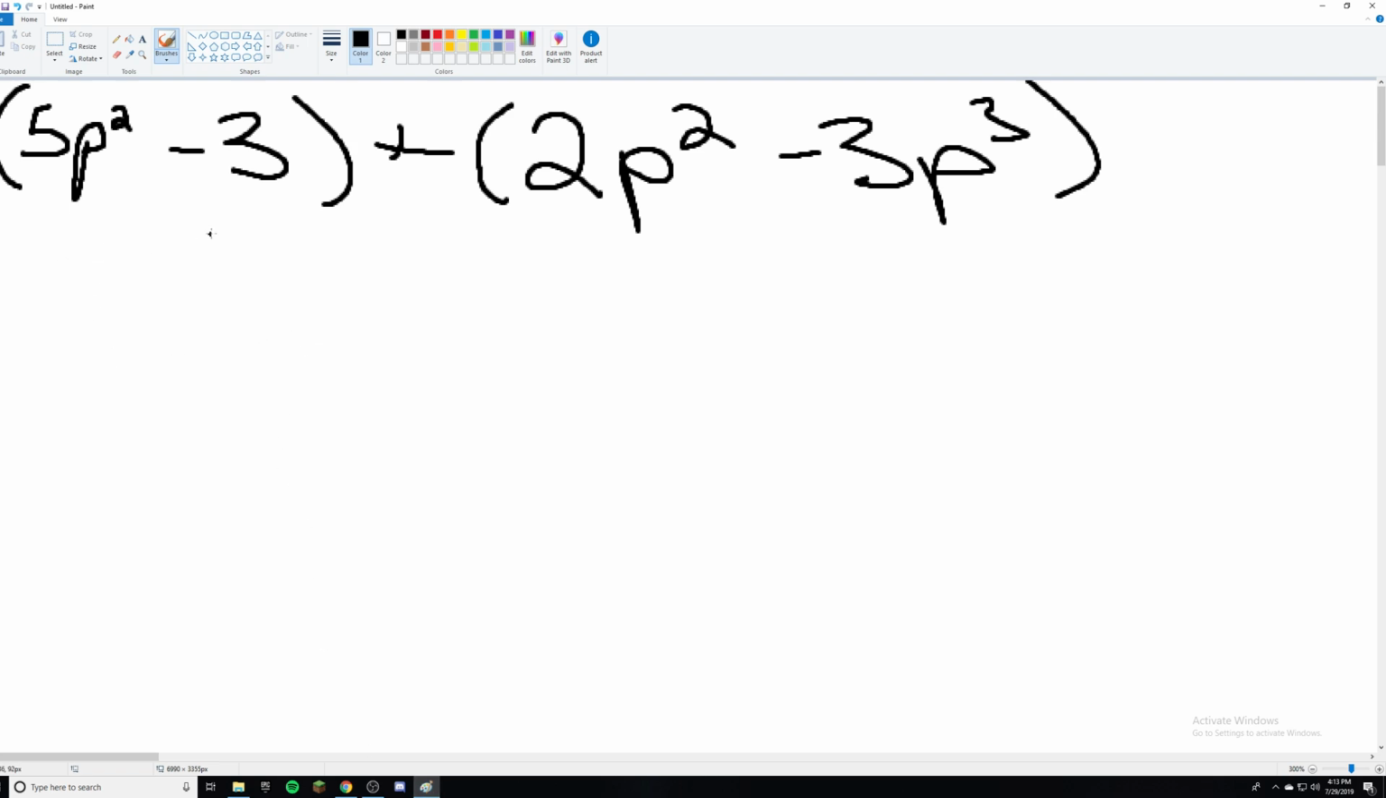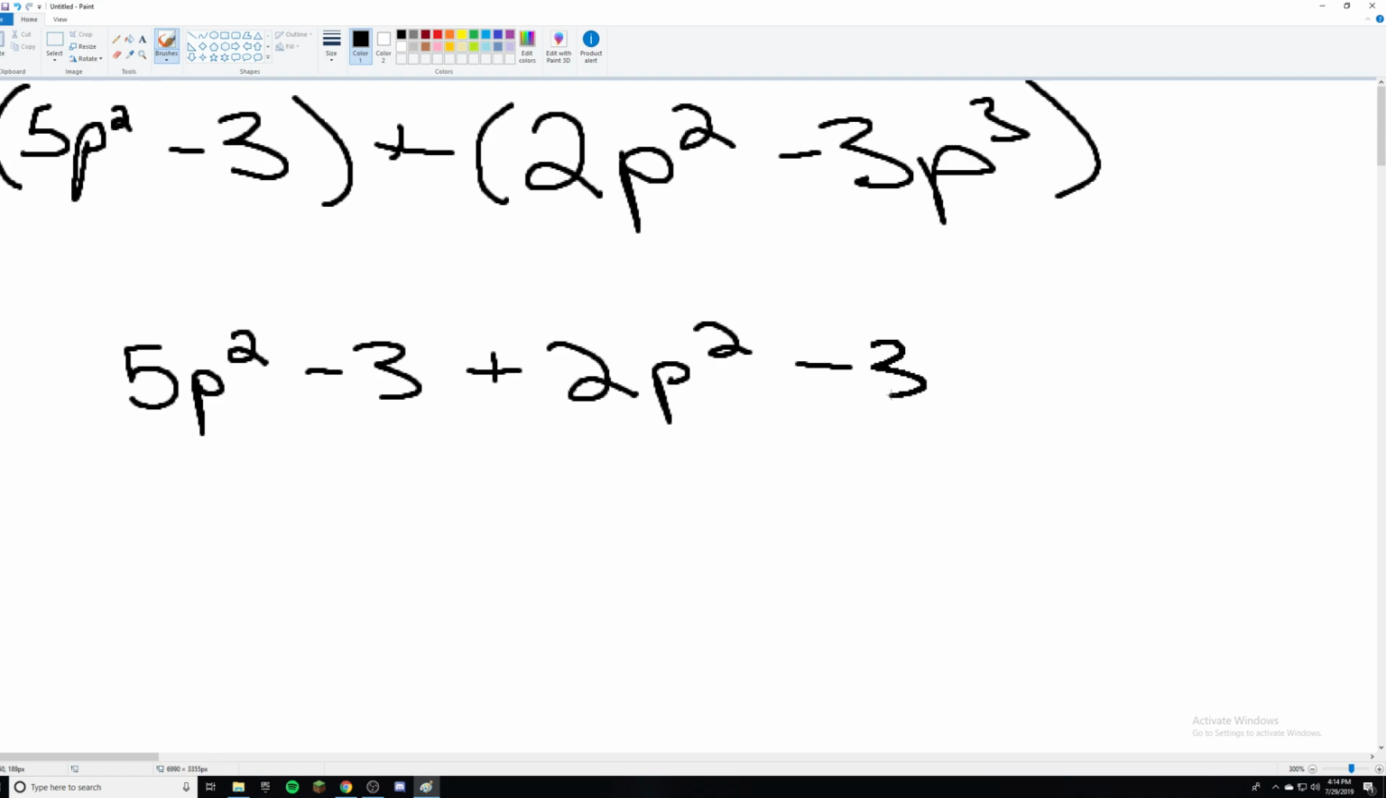So in our first question here, it wants us to add (5p squared minus 3) plus (2p squared minus 3p cubed). In this scenario, what we're going to do is add these, but we're going to get rid of the parentheses. So we have 5p squared minus 3 plus 2p squared minus 3p cubed. We can't just add and subtract all of these as they are. Well, we can, except we have to add and subtract only the like terms.